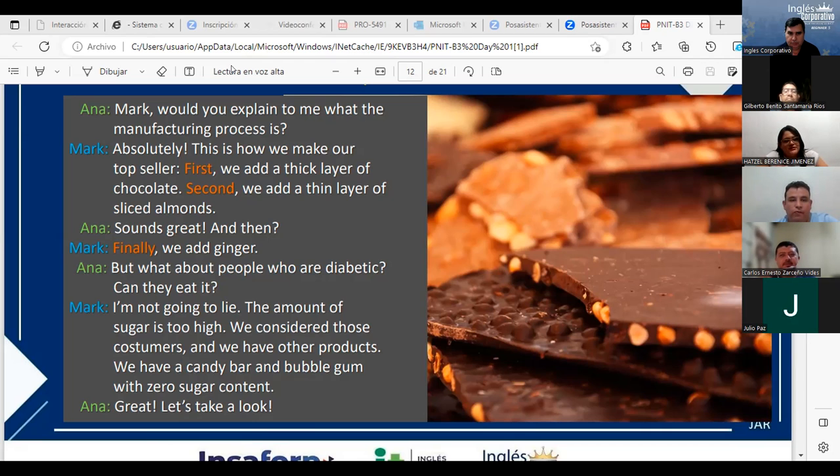Okay, Mark, would you explain to me what the manufacturing process is? Absolutely. This is how we make our top seller. First, we add a thick layer of chocolate. Second, we add a thin layer of sliced almonds.